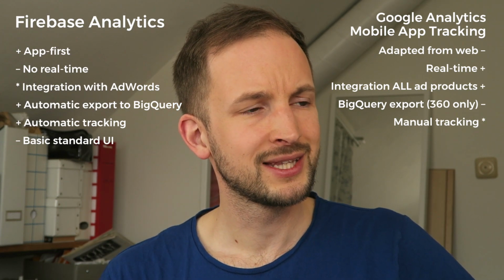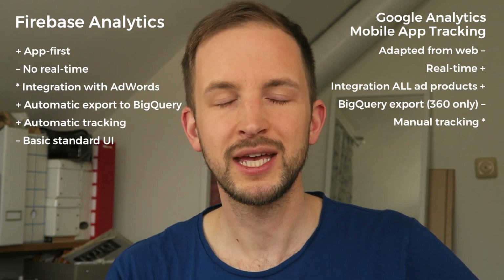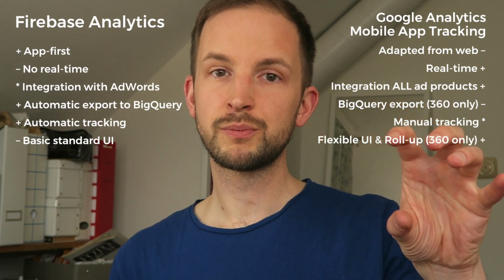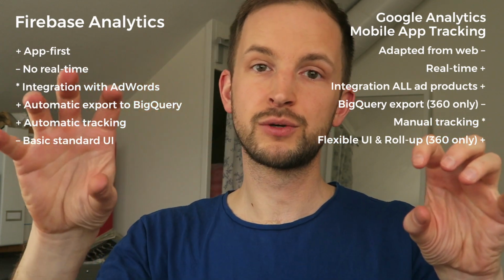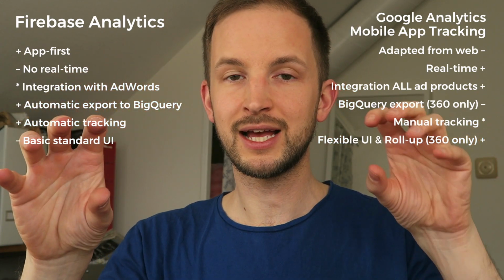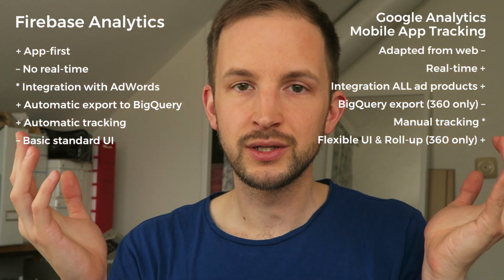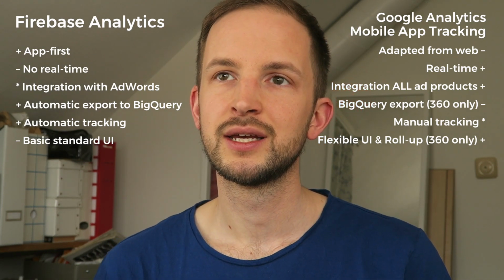Also, there's no roll-up integration. If you pay for 360, you can get the roll-up reporting. So perhaps you have one property for your iOS app, one property for your Android app, and then a third property for your web app. And then you can have all these three rolled up into this one super property called the roll-up property. And you can see everything there.